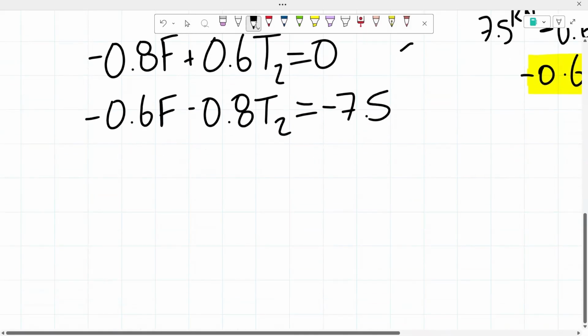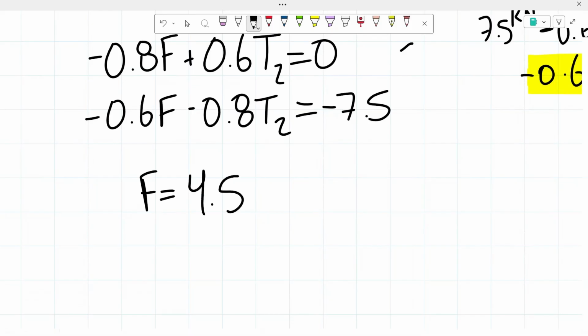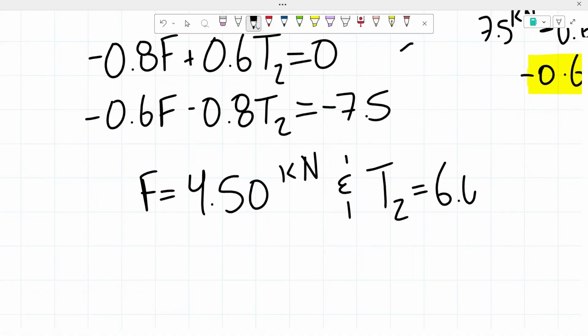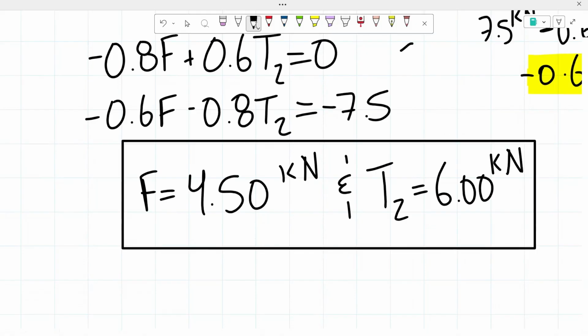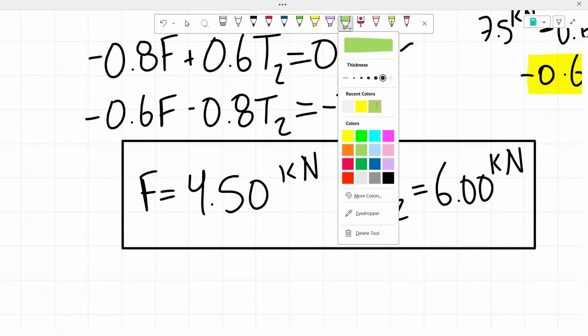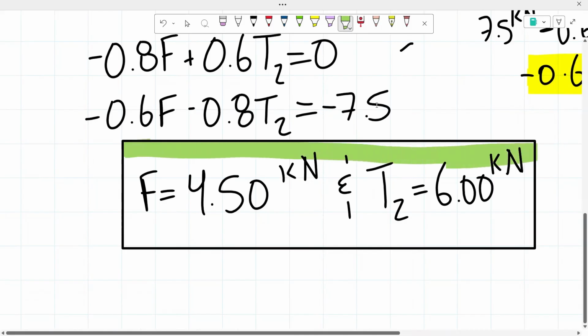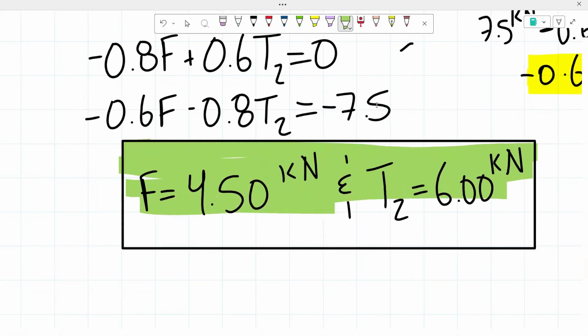And once you press solve, that should give you that F is equal to 4.50 kilonewtons, and T sub 2 should equal 6 kilonewtons. And just like that, we were able to determine the magnitude of F and T sub 2 so that they could be in equilibrium.